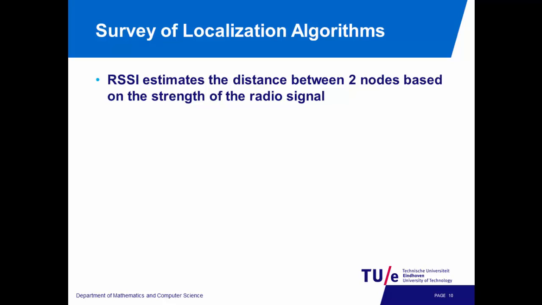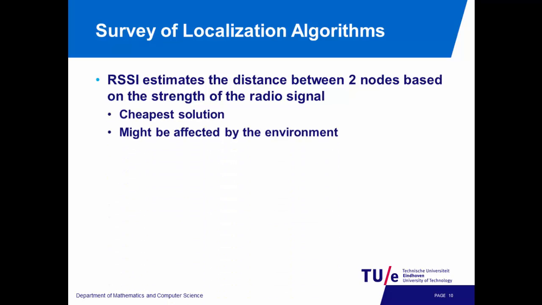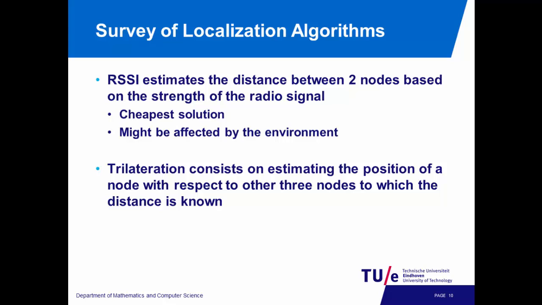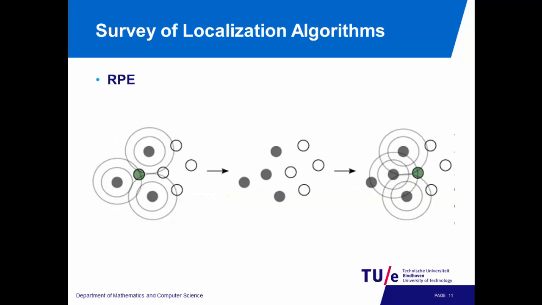RSSI is used to estimate the distance between two nodes based on the strength of the radio signal. It is the cheapest solution, and one possible drawback is that it may be affected by the environment. Then trilateration consists of estimating the position of a node with respect to three other nodes to which the distance is known. It shows a good compromise between complexity and accuracy.